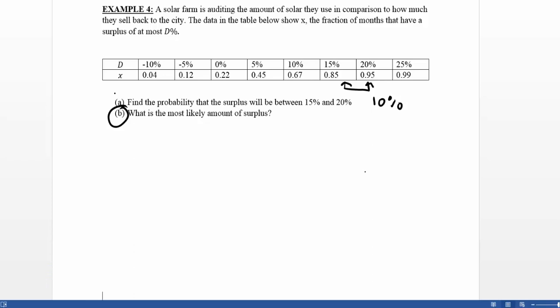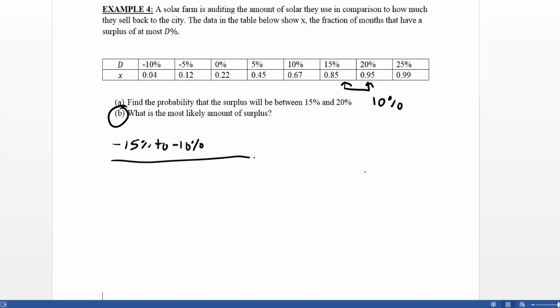One of the things we need to be really careful about is that our first data point is talking about what happens for the negative 10% surplus. And notice at that point, we already have a fraction of the population, which means that something was happening before that to accumulate that 4%, that 0.04. Since these are in intervals of 5%, it makes sense that our first interval would be negative 15% to negative 10%.